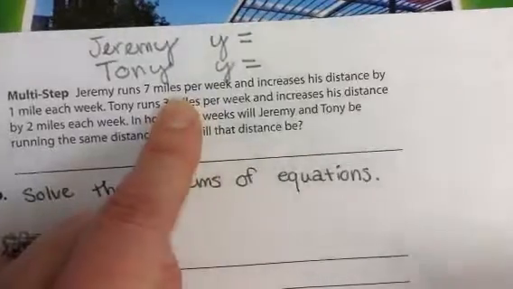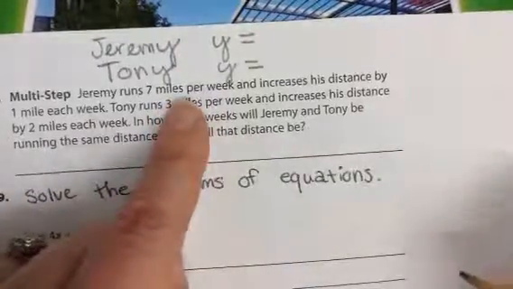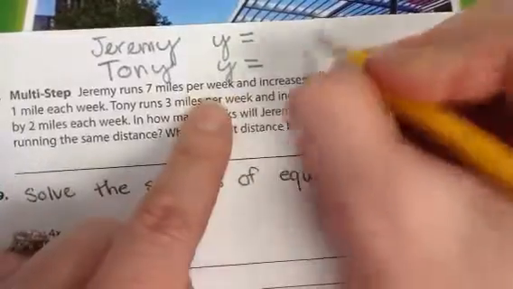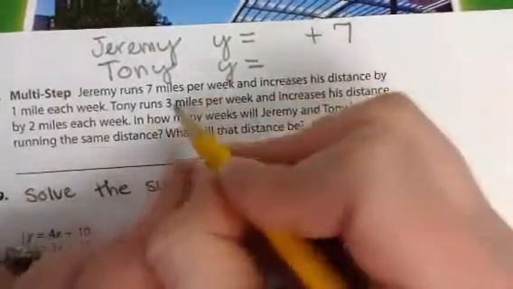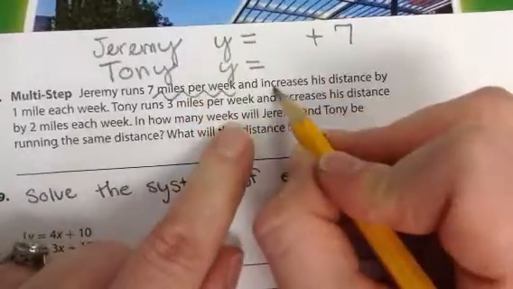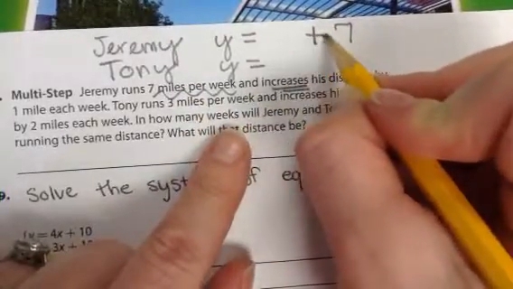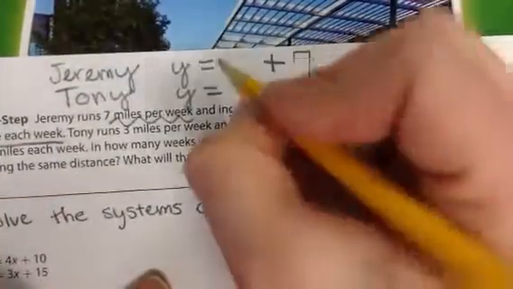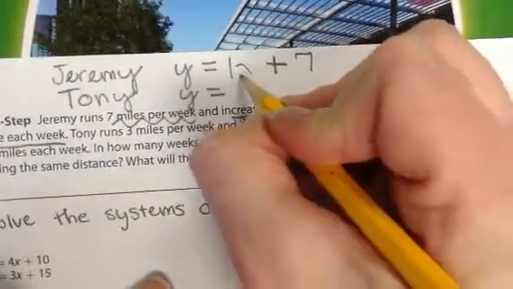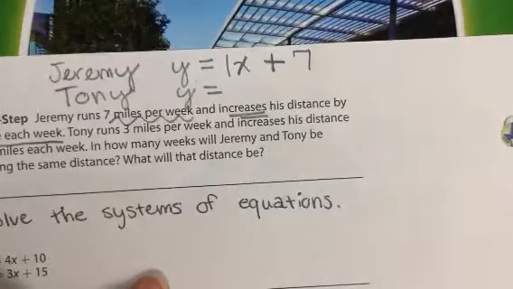Well, right now we don't know how many weeks that they're talking about, but we know that he's starting with 7 per week because it gave me that. But he's increasing, so that's why I put my plus, by 1 mile each week. So 1x, because I don't know how many weeks we're talking about.